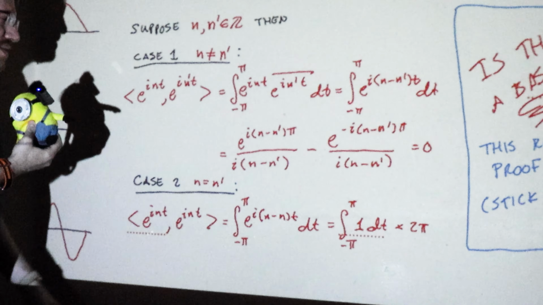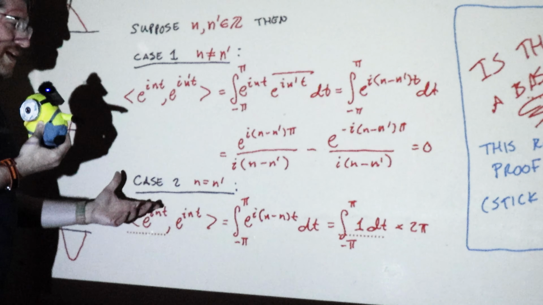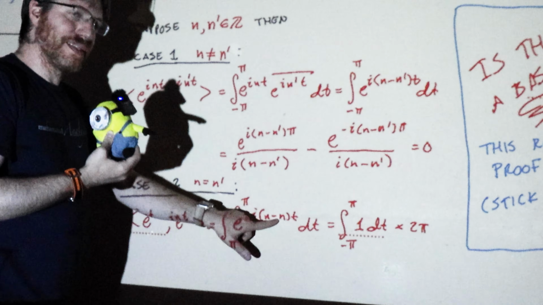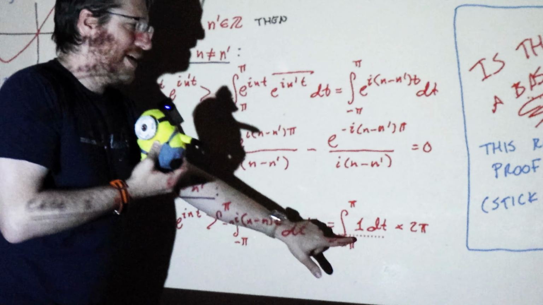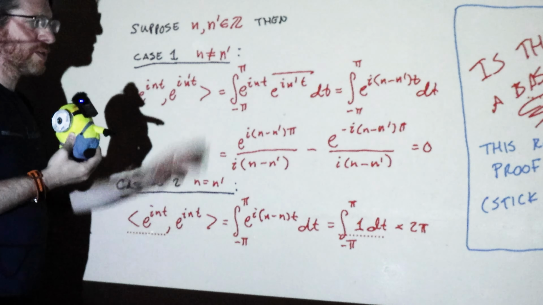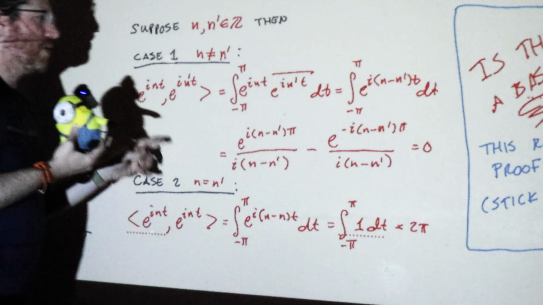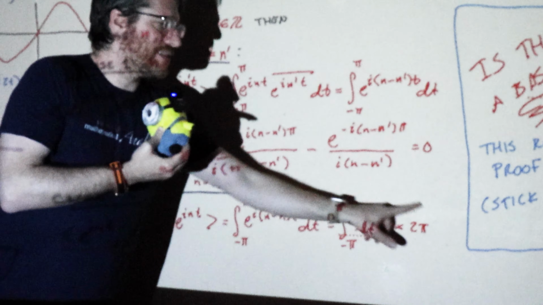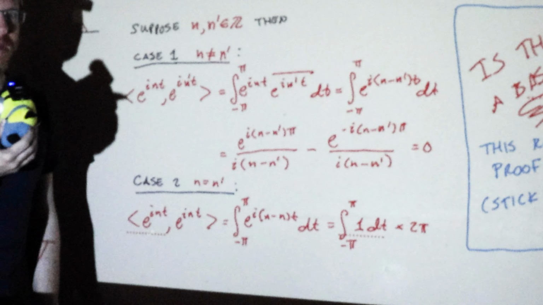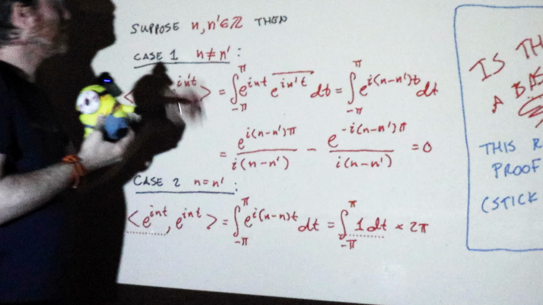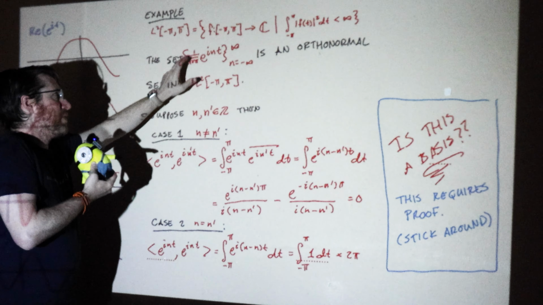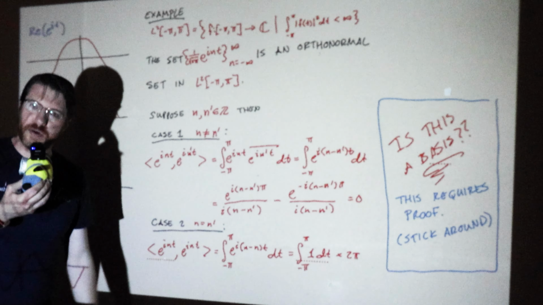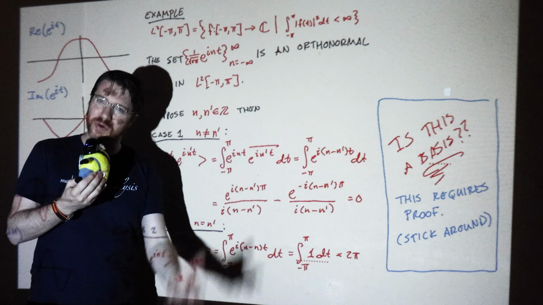That makes it 0. And if n and n prime are the same, then you go through all these computations, and n minus n ends up being 0. So this is just the integral of 1, and that integral ends up giving you 2 pi. So this one up here gave us 0. We get orthogonality when n does not match n prime, and we get a consistent 2 pi when n matches n prime. If we divide by the square root of 2 pi, then ta-da, we have normalized everything. So this would end up giving us 1. And ta-da, that is an orthonormal basis. Rather, it's an orthonormal set.